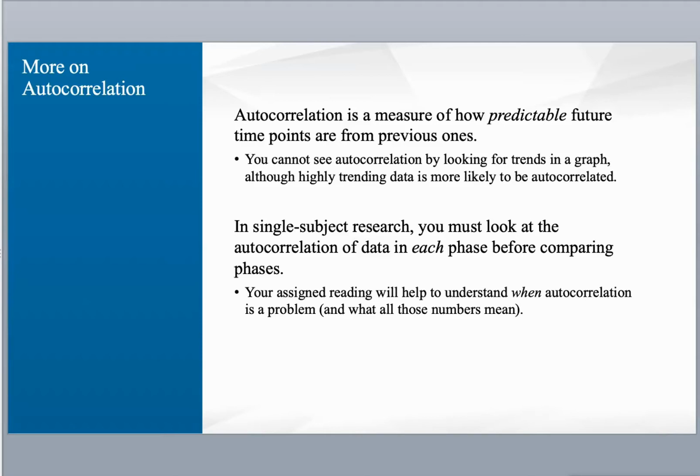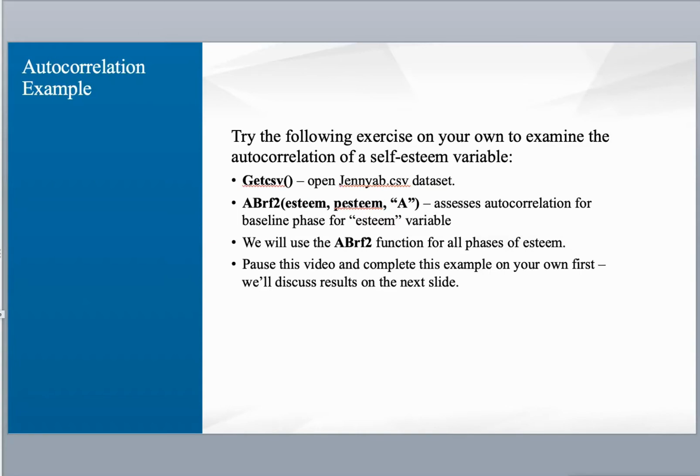So measuring autocorrelation is very important. We're going to be using a command called the ABRF2, which will calculate the degree to which data is autocorrelated. So obviously, the first thing when you try doing this yourself, you could pause the video and use the get CSV to open the Jenny AB data set.